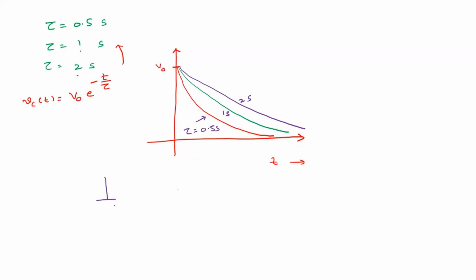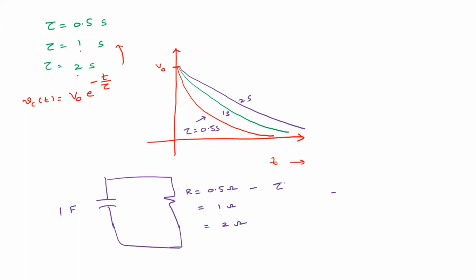So there is another analogy. Let us assume we have a circuit like this. The capacitor C value is fixed here. Let us assume that C value is 1 farad. RC is the time constant. So one case is 0.5 ohm, second case is 1 ohm, and third case is 2 ohm. What is the tau here? 0.5 seconds. For this case, it is 1 second, and for this case, it is 2 seconds.